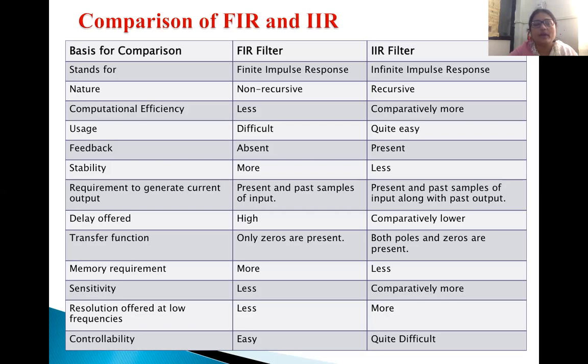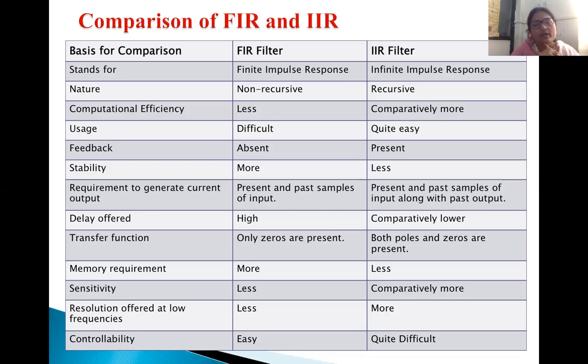Delay offered by the FIR filter is high, whereas for the IIR filter it is less. And then the transfer function. In the transfer function, the FIR filter only consists of zeros. Only zeros are present in the system in the case of an FIR filter. In the case of an IIR filter, both poles and zeros are present because there is a numerator term as well as a denominator term.